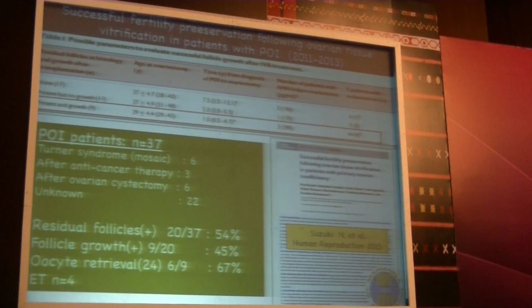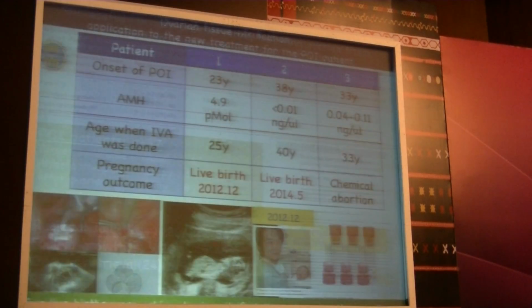patient age at ovariectomy for vitrification was similar in all groups, but the duration from the diagnosis of POI to ovariectomy was significantly shorter in those patients with residual follicles that respond to IVA treatment. There were no differences of AMH concentrations above a threshold between groups with histological presence and absence of residual follicles. Interestingly, we frequently detect endometriosis in patients with residual follicles who respond to IVA treatment by showing follicle growth.